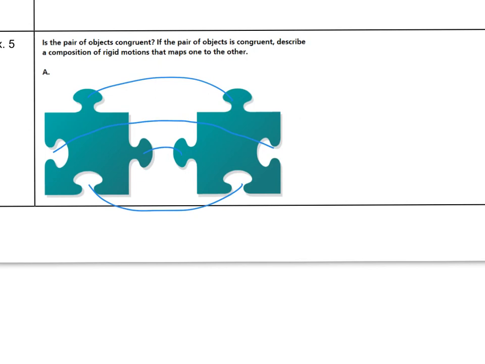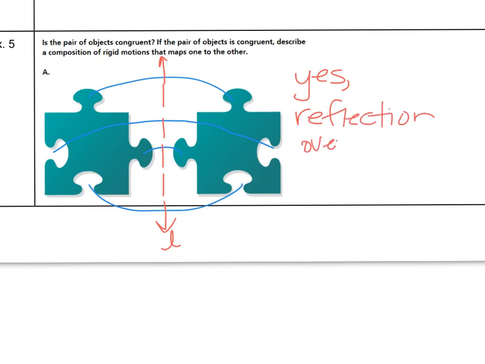Well, if we want those pieces to match, notice we're not sliding it across or gliding it across our paper. That means this has to be a reflection. So let's go ahead and draw a line right through the middle, and we'll call it line L. So yes, they are congruent, and the composition or the rigid motion is a reflection over line L, or capital R L. And that would be the composition that would get you from the first picture to the second one.